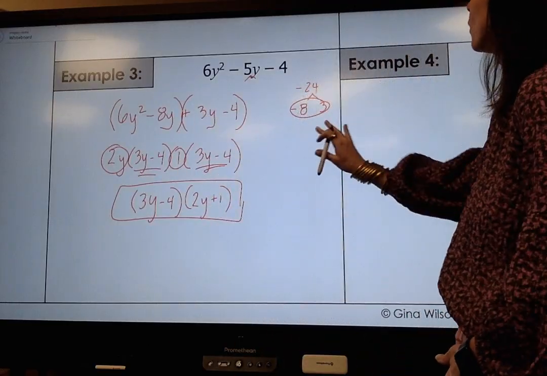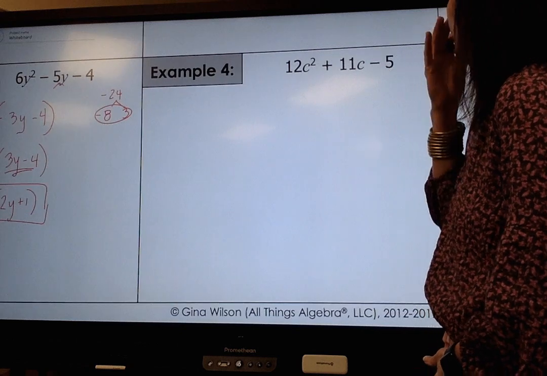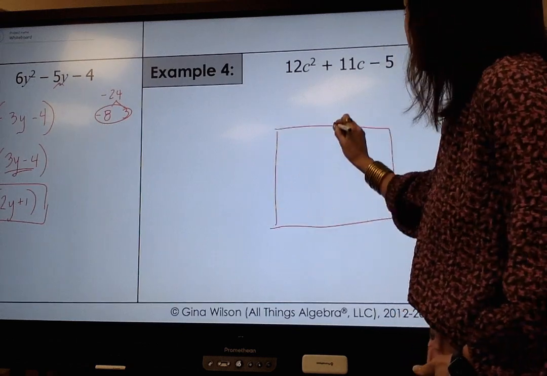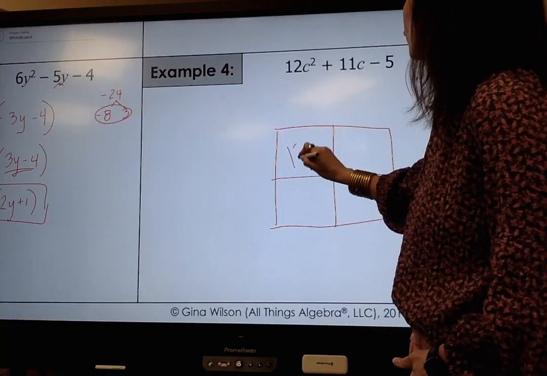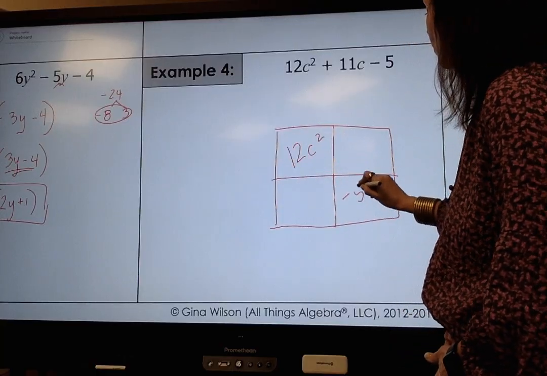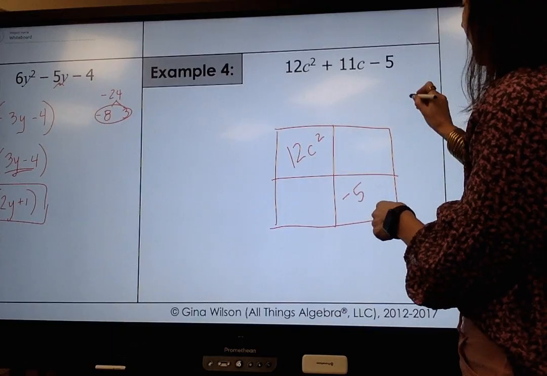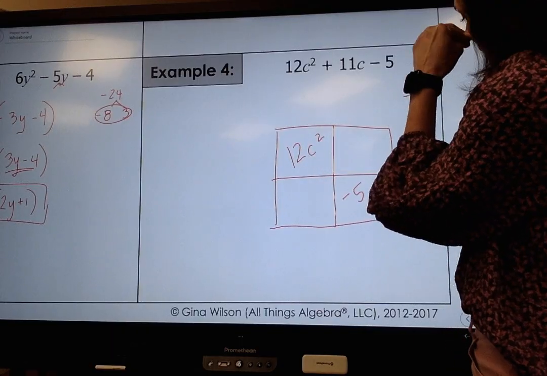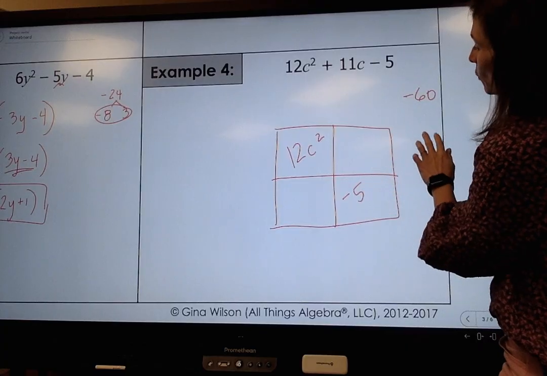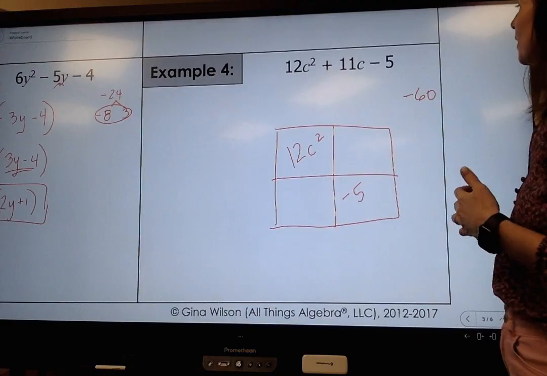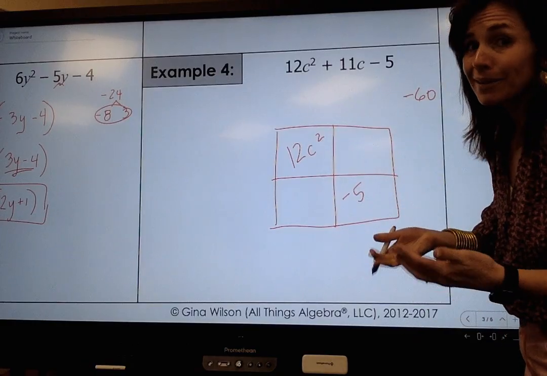Okay, let's do example 4 together. And we're going to reverse box this one. Okay, so remember on the reverse box, my first term doesn't change, my last term doesn't change. I still need to multiply these guys to give me a negative 60. So now I'm looking for two numbers that multiply together to give me a negative 60 and combine to give me a positive 11. I can't think of that one off the top of my head.